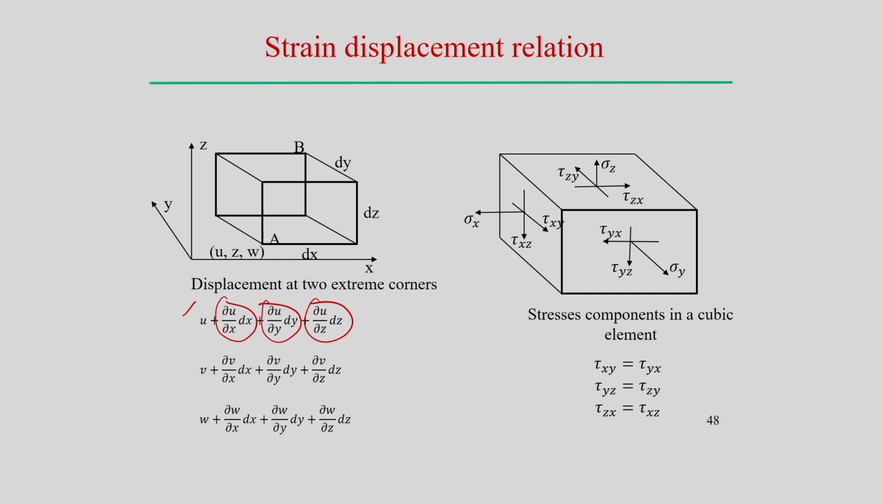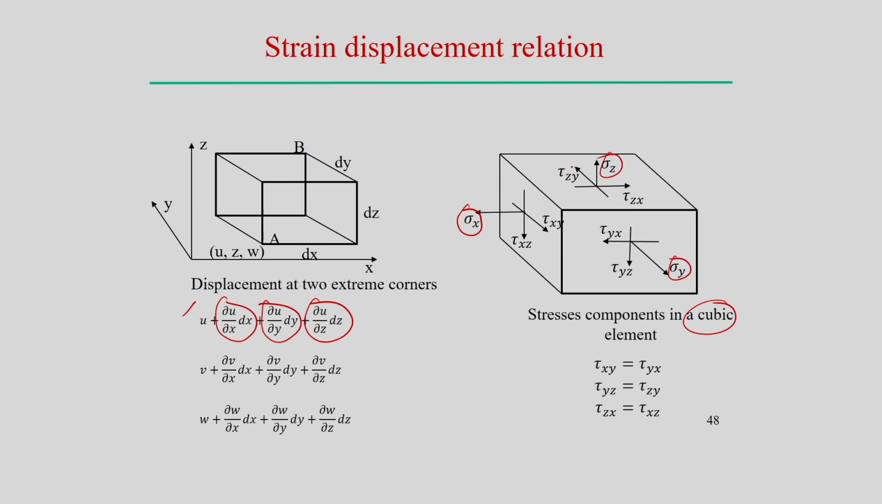So, strain versus displacement field, we have already shown in the case of the two dimensional element, so I am not repeating the same thing here. Similarly, for the stress components in a cubic element: in the two dimensional element we have seen that there are two normal stresses and one shear stress component, but here you can see there are three normal stress components for a particular element, sigma x, sigma y and sigma z.